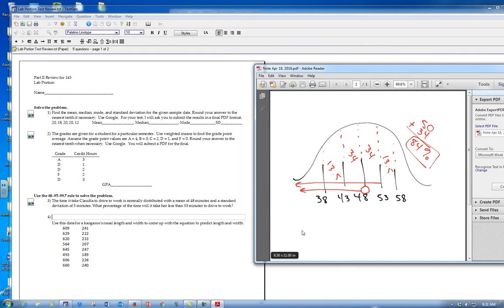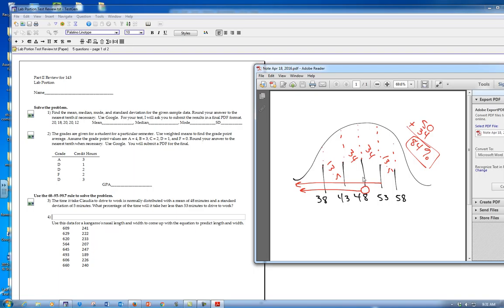For number 3, you don't actually need Google. You need your chart, and you need to know that chart. I'm not going to let you use it on the final exam. You need to know that yellow piece of paper that I gave you, and you need to know the percentages that I have given you for that.